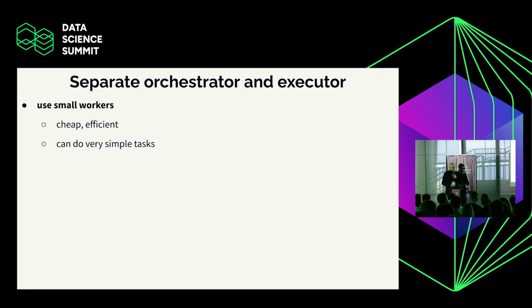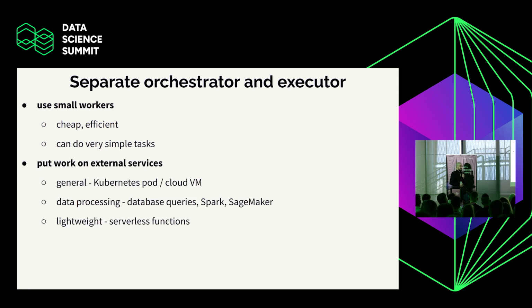This is very efficient if you only use it for small tasks. You can do small things, like, I don't know, make a single request to check a thing on your orchestrator worker, but you should not do the heavy lifting. You should put work on external services, like Kubernetes pods, and they are very easy to use, or cloud VMs. You can use database queries. Databases are great for data processing, or Spark, SageMaker, whatever. A lot of tools. You can also use serverless functions, which are great. They can scale very well. So serverless functions are great if you have some lightweight, very scalable or variable work.